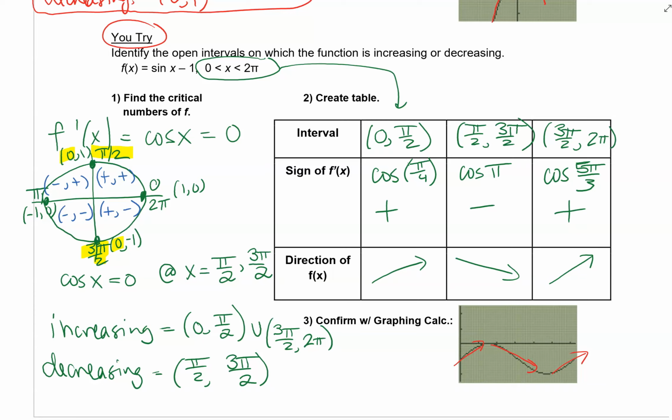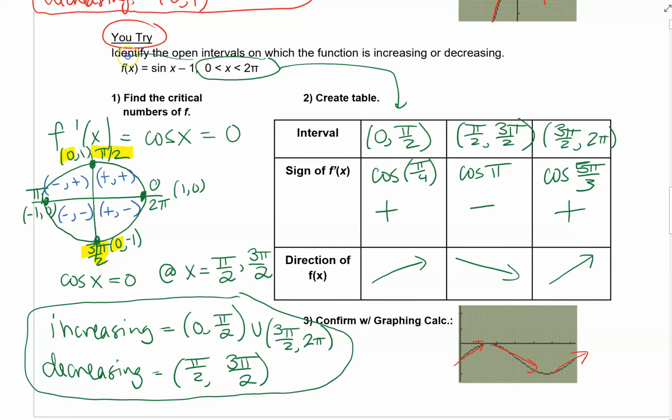Okay, so here's the answer down here. Hopefully you got that this function of sine x minus 1, which is pictured here, that's the graph of sine x minus 1 from 0 to 2 pi, is increasing from 0 to pi over 2 and also from 3 pi over 2 to 2 pi. So that was this part and that part. And then it's decreasing in between from pi over 2 to 3 pi over 2.